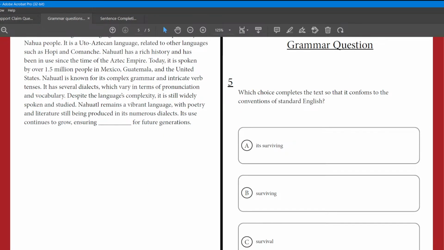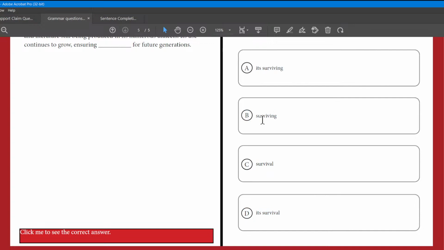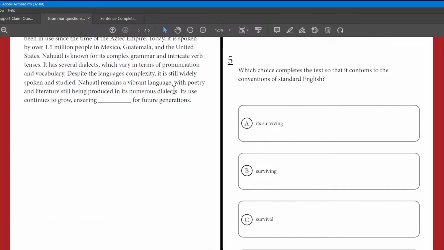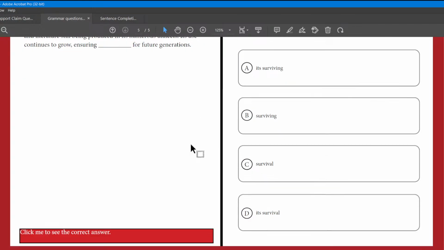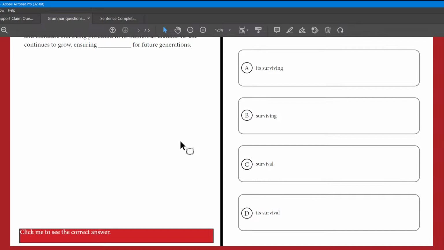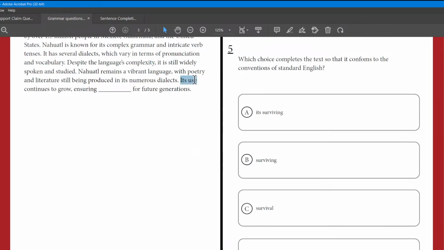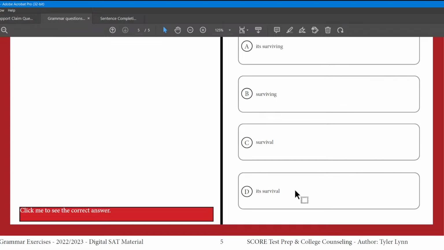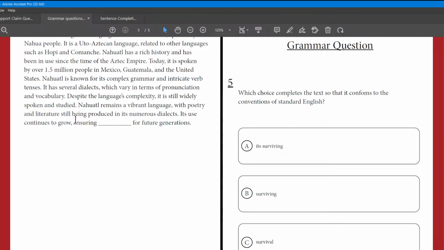All right, number 5. Everybody's saying D for this one too. You guys are all unanimous. You love to see it. All right, so again, I see the same thing. I have a bunch of different verb forms, right? So all I got to do is make sure I have the right tense. Now, its use continues to grow, ensuring something for future generations. I got a couple choices here that could work pretty similar, but I think one is better than the other, right? Because I have this its, I probably want to copy that and be consistent, and that's why I would say D. C could work.